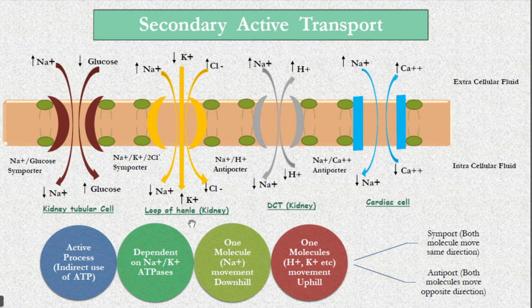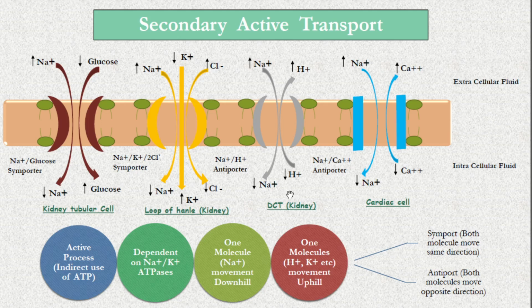Or you can also see in the loop of Henle in the kidney the transport of sodium, potassium and chloride ions. But here, the sodium and the H plus ion, by the help of the concentration gradient of the sodium, the H plus ion is getting excreted, or we can say it's coming out. So they are antiporters, they are moving in opposite directions in the kidney.